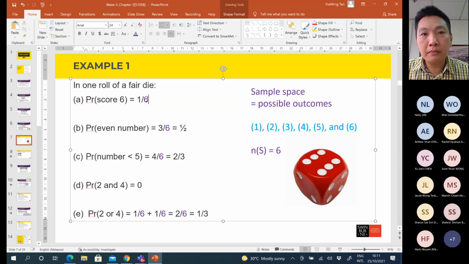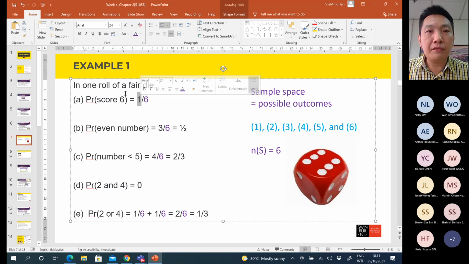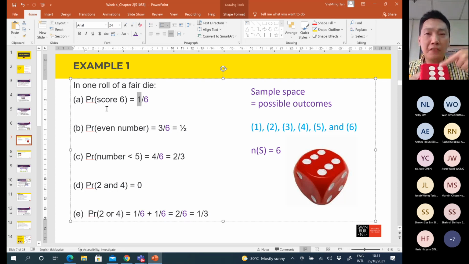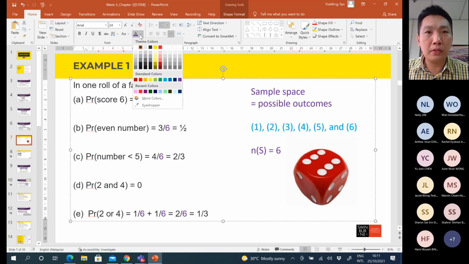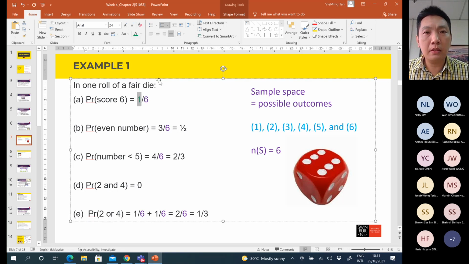Now we go to the numerator. The numerator refers to how many faces have score 6. Only one face has score 6. So as a result, the numerator is 1. I use green color. So the answer is 1/6.